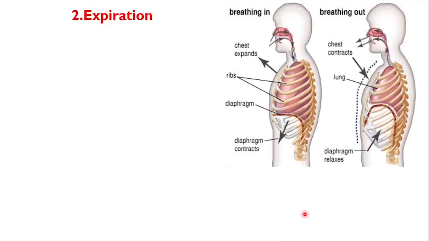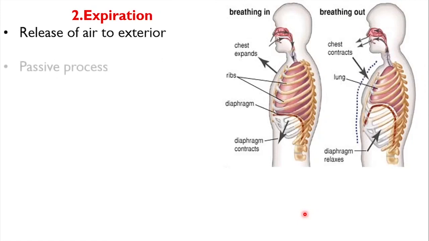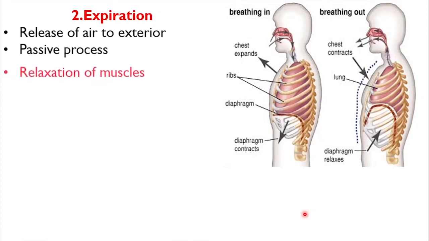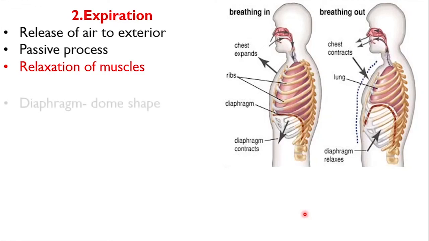Coming to the second process of expiration. What is expiration? Release of alveolar air into the exterior is said to be expiration, and it is a passive process. It doesn't require any energy for sending out of the air, and expiration takes place by the relaxation of muscles. Energy is not required for the relaxation of muscles. Energy is required only for the contraction of the muscles. That's why expiration is said to be passive process.